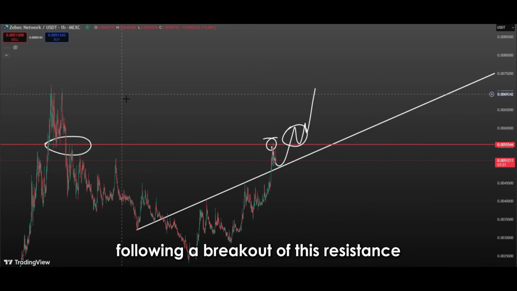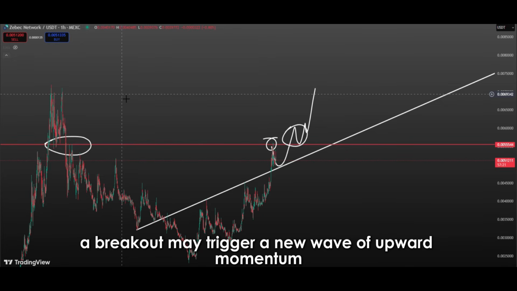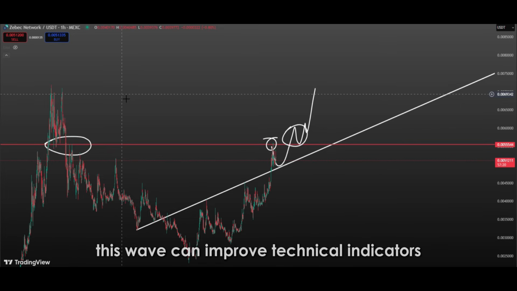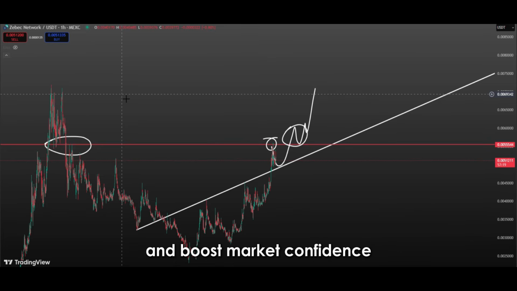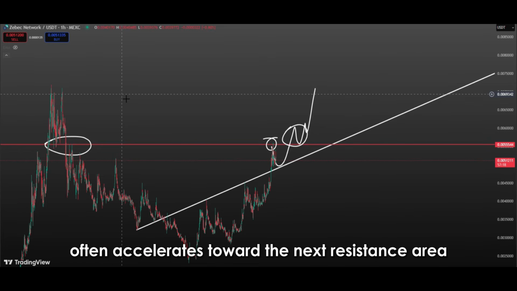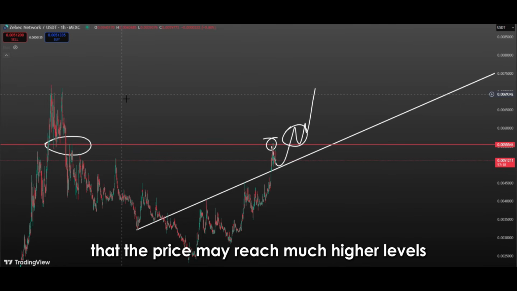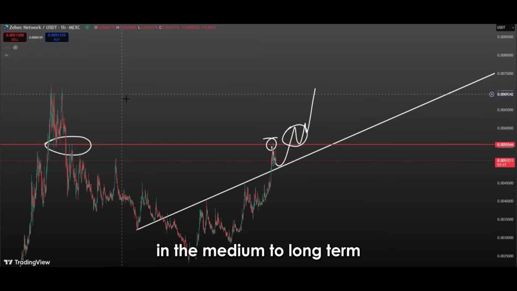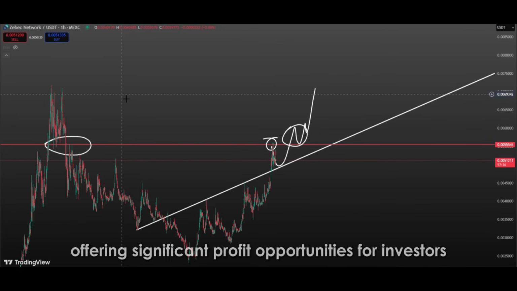Possible scenarios following a breakout of this resistance are quite promising. First, a breakout may trigger a new wave of upward momentum. This wave can improve technical indicators, positively influence investor expectations, and boost market confidence. After breaking resistance, the price often accelerates toward the next resistance area. This is a strong technical signal that the price may reach much higher levels in the medium to long term. Especially in a bull market, resistance breakouts can often result in very sharp and fast upward movements, offering significant profit opportunities for investors.